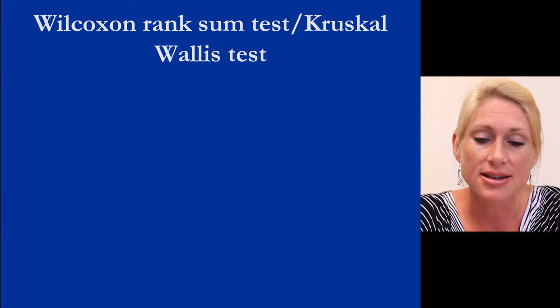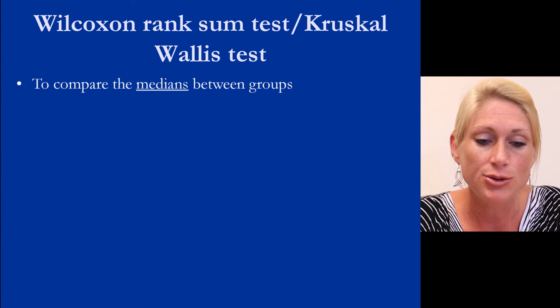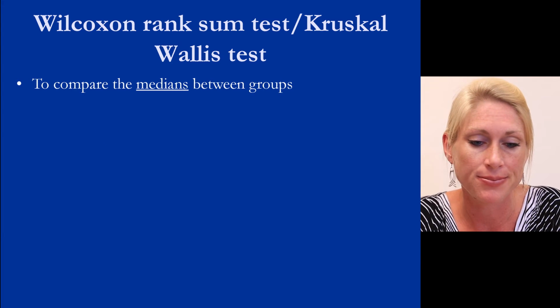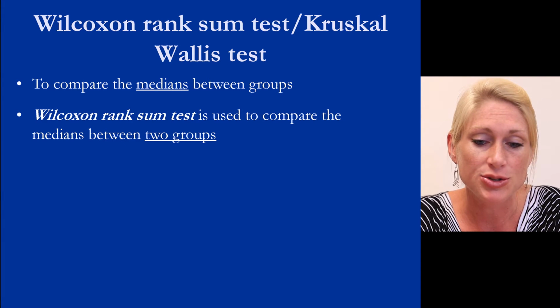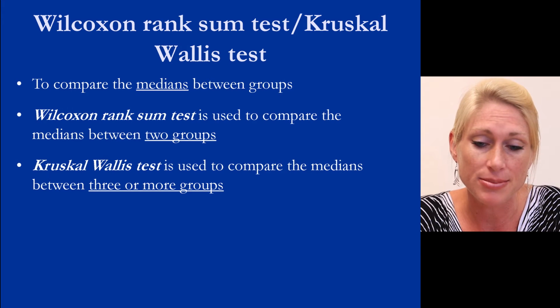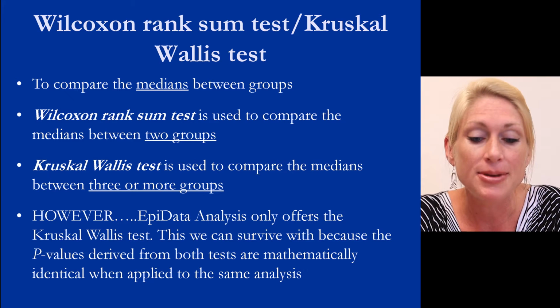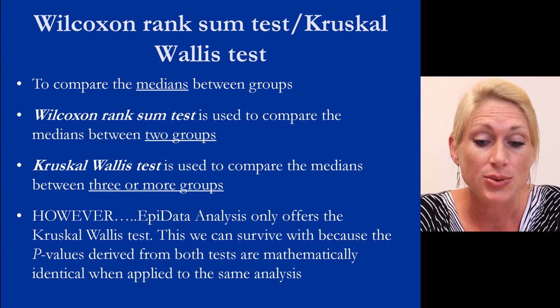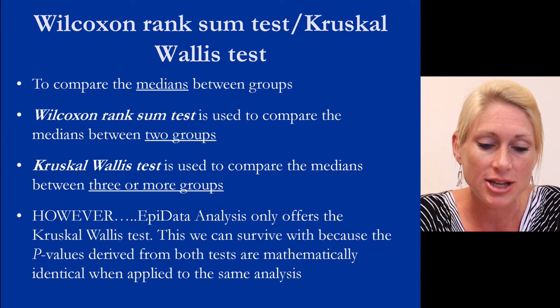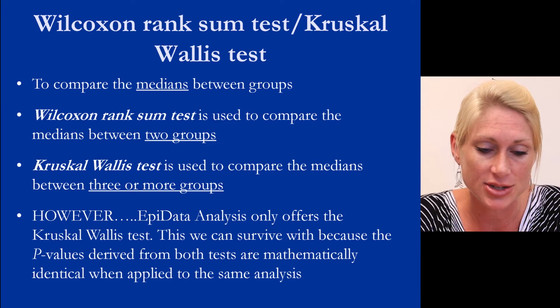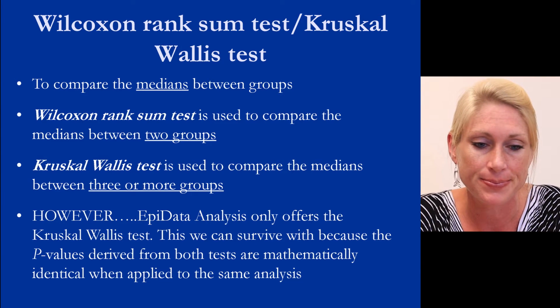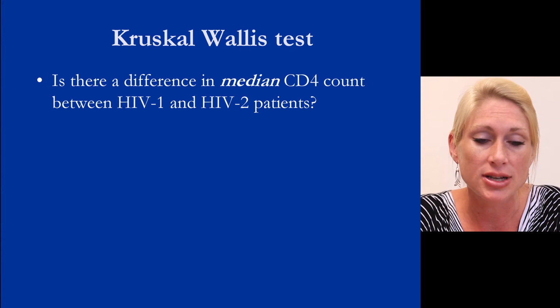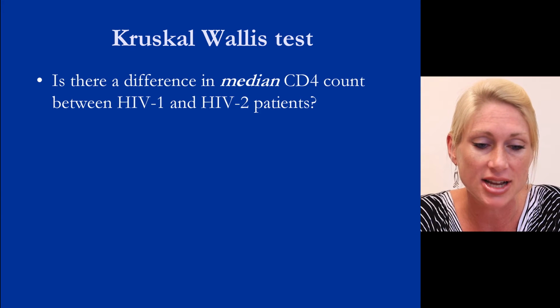The Wilcoxon rank sum test and the Kruskal Wallis test are used to compare the medians between groups. The Wilcoxon rank sum test is used to compare the medians between two groups, and the Kruskal Wallis test is used to compare the medians between 3 or more groups. However, EpiData Analysis only offers the Kruskal Wallis test. This we can survive with, however, because the p-values derived from both tests are mathematically identical when applied to the same analysis. So let's look at how we do the Kruskal Wallis test in EpiData Analysis.